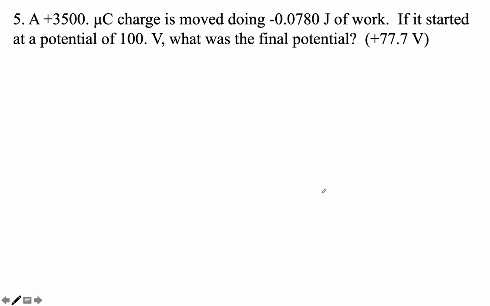A 3,500 microcoulomb charge, or 3.5 millicoulomb charge, is moved doing 0.0780 joules of work. If it started at a potential of 100 volts, what's the final potential? Okay, well, our final potential is going to be the initial potential plus the change in potential, right? That's generally true, right?